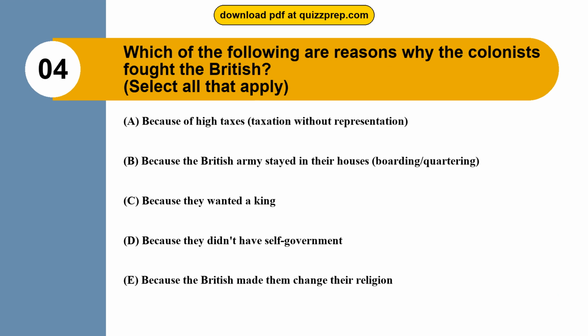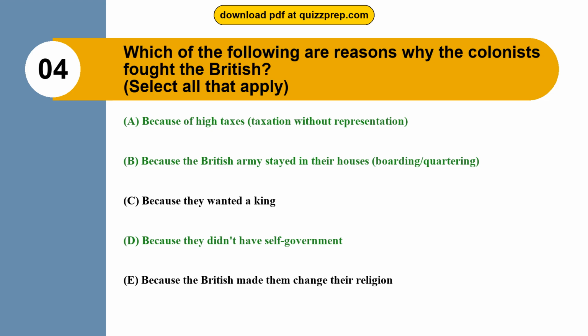Question 4. Which of the following are reasons why the colonists fought the British? Option A, because of high taxes, taxation without representation. Option B, because the British Army stayed in their houses, boarding/quartering. Option C, because they wanted a king. Option D, because they didn't have self-government. Option E, because the British made them change their religion. The correct answers are options A and B and D.